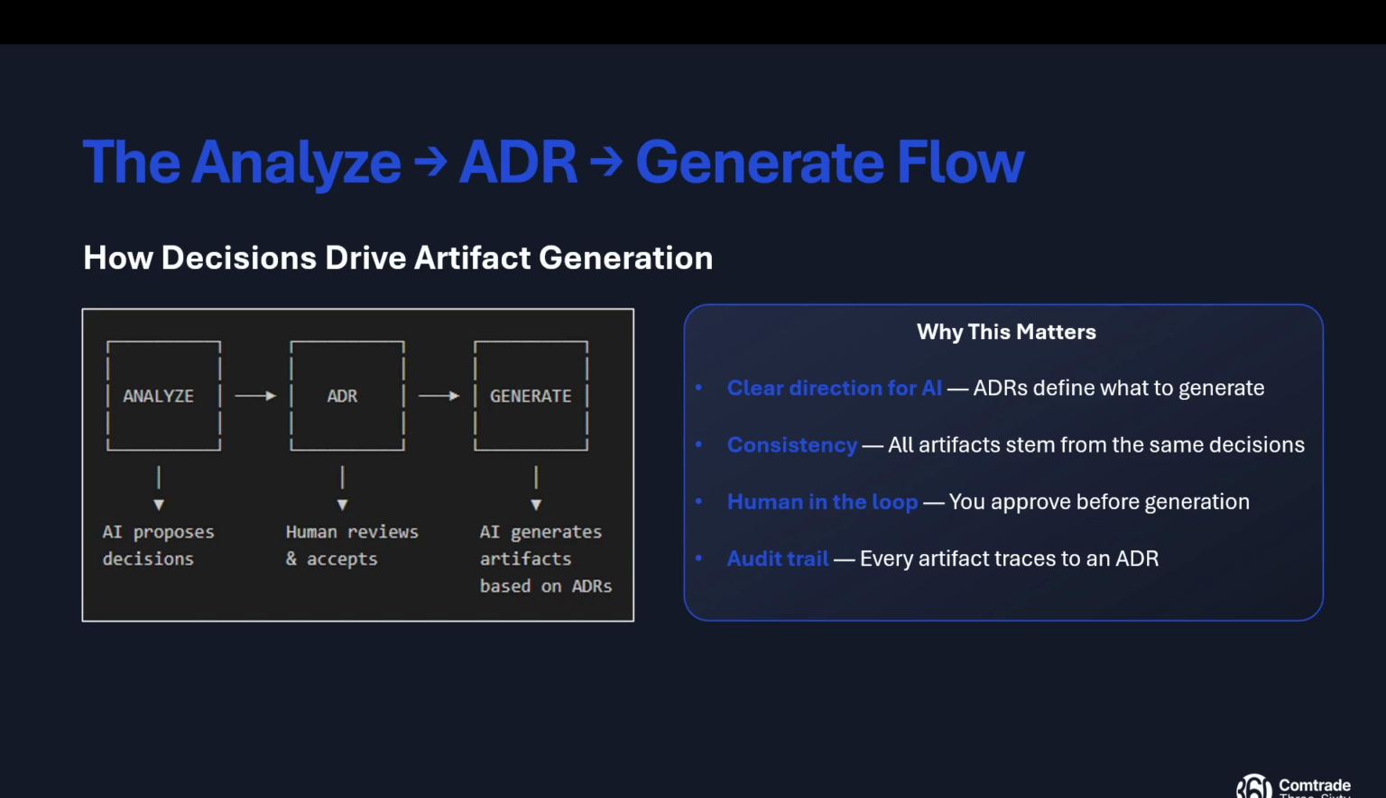And so why does this matter, you might ask? There are 4 reasons for that. First, it gives the AI clear directions. The ADRs tell it exactly what to generate. Second, it ensures consistency. All artifacts in a phase stem from the same set of decisions, so they cannot contradict each other. Third, it keeps the human in the loop. You approve decisions before artifacts are created. And fourth, it creates an audit trail. Every artifact traces back to an ADR, which traces back to a requirement.